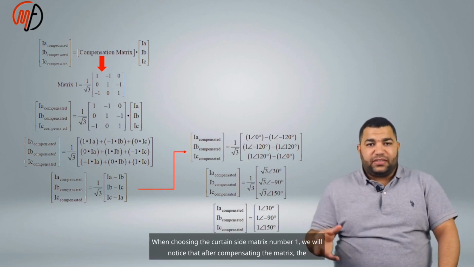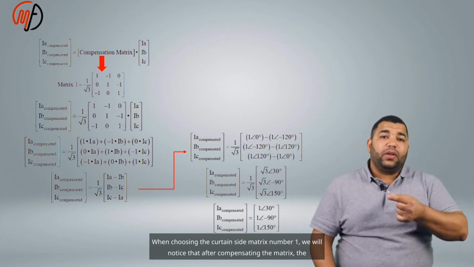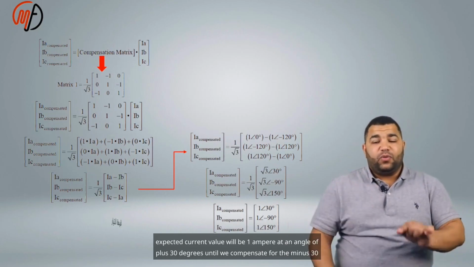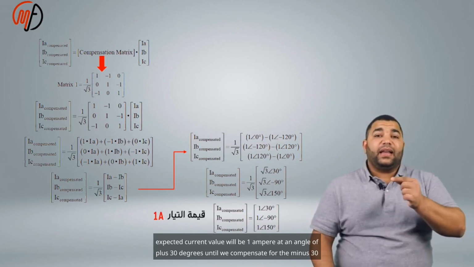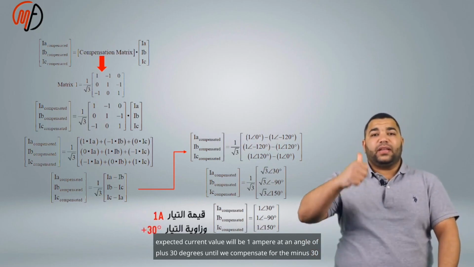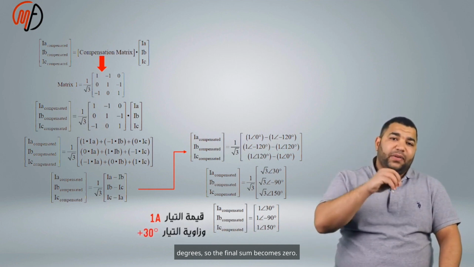When choosing the star side matrix number 1, we will notice that after compensating the matrix, the expected current value will be 1 ampere at an angle of plus 30 degrees, until we compensate for the minus 30 degrees, so the final sum becomes 0.